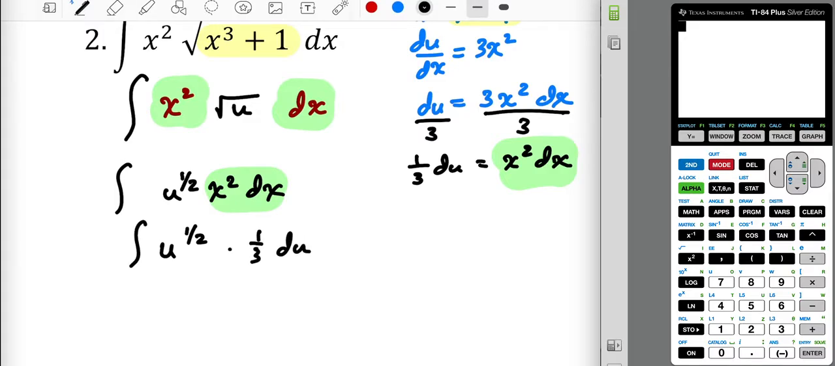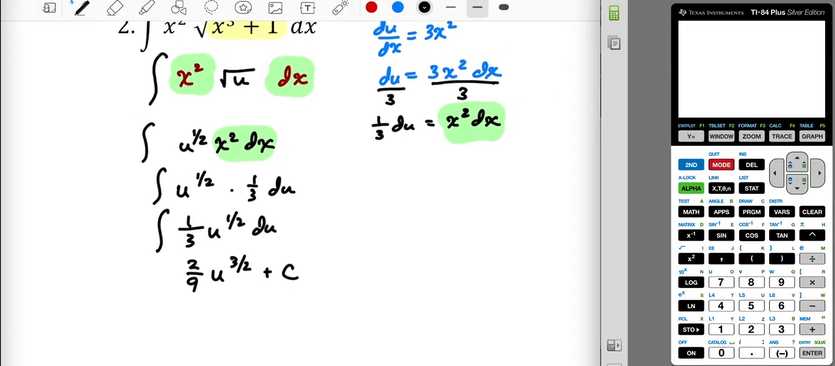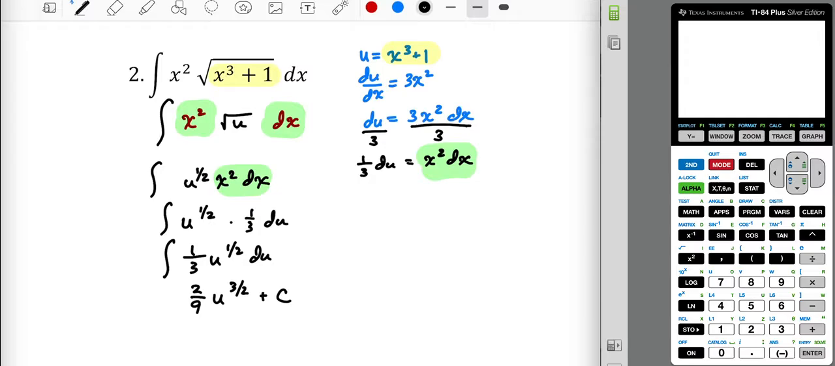Move some things around. 1/3 u to the 1/2 du. Increase the exponent by 1, u to the 3/2. Divide by the new exponent. Dividing by 3/2 is the same as multiplying by 2/3. So 2/9. Oh, why did I do that? Nobody knows. Plus c. So then I just have to reverse substitute.